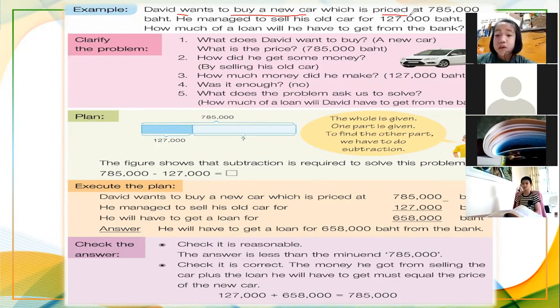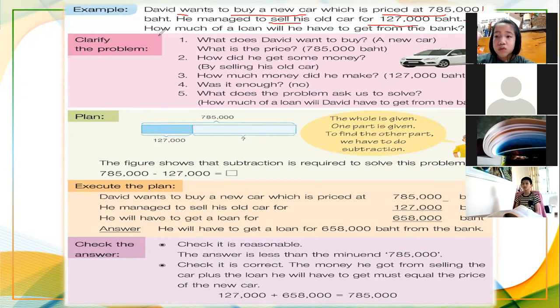And the price of the new car is 785,000. Now he managed to sell his old car for 127,000 baht. So David had an old car and he sold the old car. So he has cash of 127,000 baht. Okay, so this is number 1. Now this is number 2. It is important to keep in mind what they are telling us in the problem.